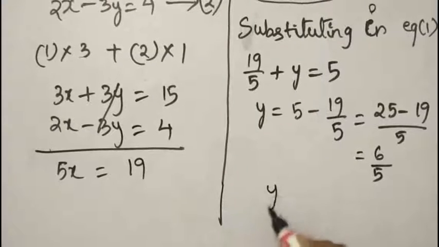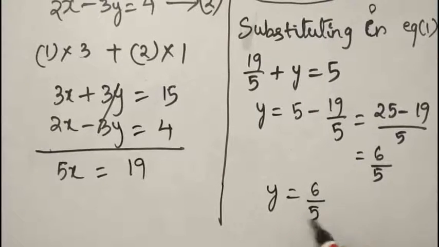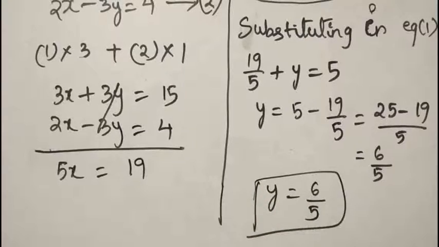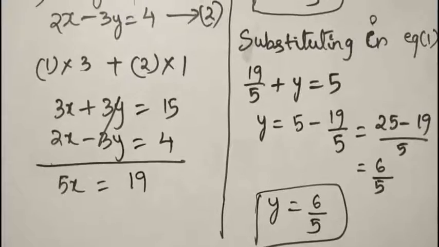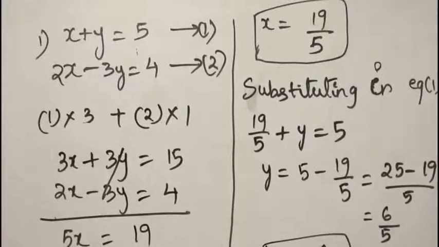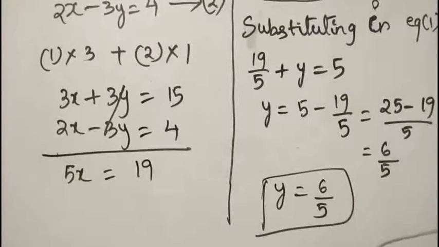I got y is equal to 6 by 5. So, as these are intersecting lines, we got two values, x is equal to 19 by 5 as well as y is equal to 6 by 5. Hence, we are done with the problem. Now, let us go to the second problem.